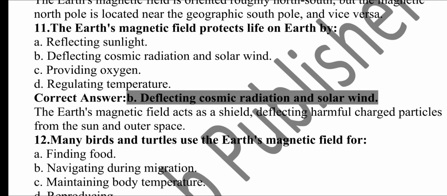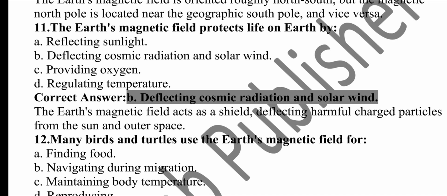Question number 11. The Earth's magnetic field protects life on Earth by: option A, reflecting sunlight; option B, deflecting cosmic radiation and solar wind; option C, providing oxygen; option D, regulating temperature. So the correct option is B, deflecting cosmic radiation and solar wind. The Earth's magnetic field acts as a shield, deflecting harmful charged particles from the sun and outer space.